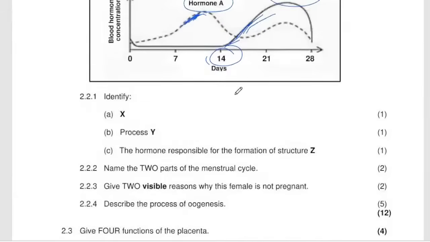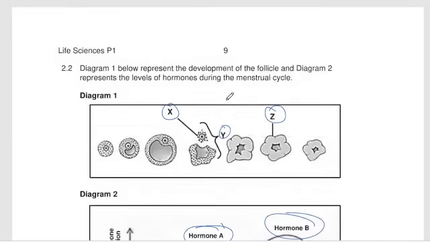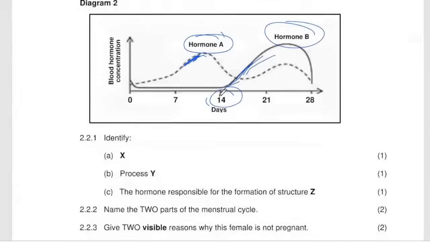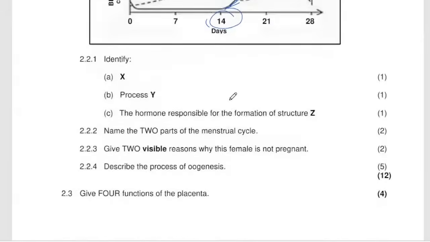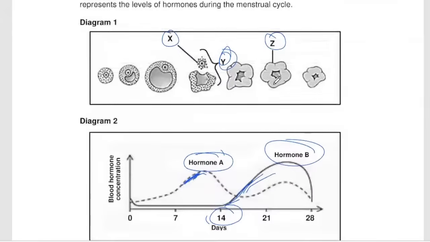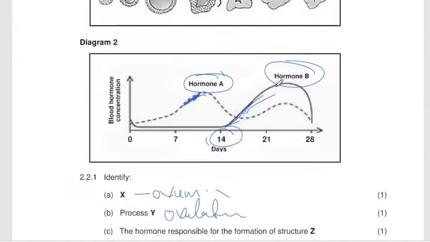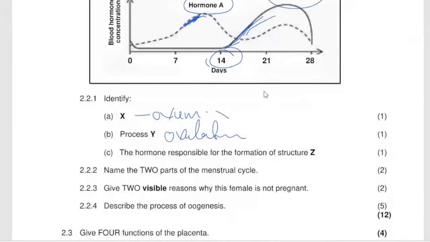They're saying, identify X. What is X? We say that X is an ovum. And process Y is ovulation. There is a hormone responsible for formation of Z. If you look at Z, it is the corpus luteum. That means the hormone responsible for conversion of the empty Graafian follicle to corpus luteum is LH.